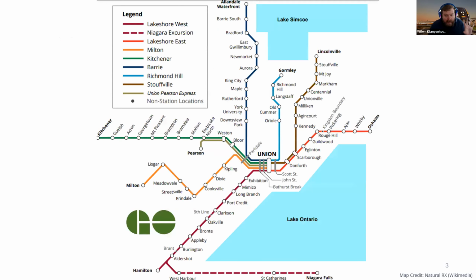I also wanted to refresh you on what the Go network looks like. Here's a map of the whole network. As you can see, there are a couple of key points that I've added that you'll see pop up in the presentation. For example, around Union Station, there are a couple of key locations which are not stations, but are key switch points and interlockings that show up in some of the delay analysis as well.